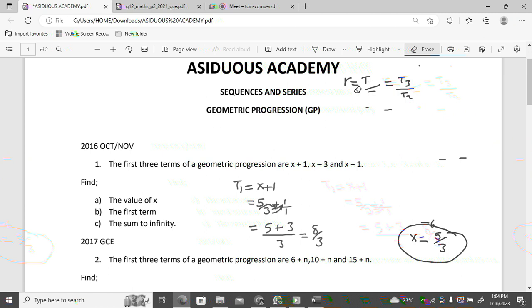3/5. So this one h divided by 3. So the answer is 3/5. You want to leave it in the simplest form.